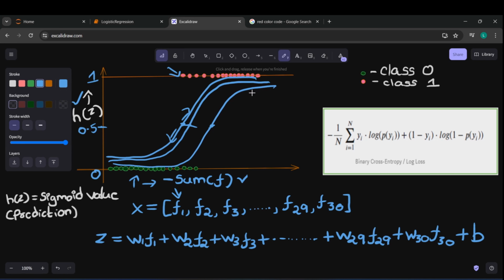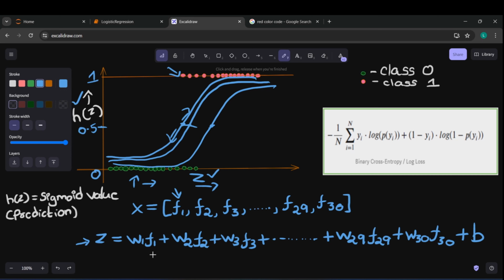To find this best fit curve, instead of representing the value of some of the features, we represent the value of z on the x-axis. Now how do we get the value of z? Let's say the features are represented as f1, f2, f3 and so on, f30. First we will assign some weights to these features, w1, w2, w3 and so on, and then we will multiply these features with their respective weights and then add them up like this, w1 f1 plus w2 f2 plus w3 f3 and so on, and then we will add a bias term at the end.